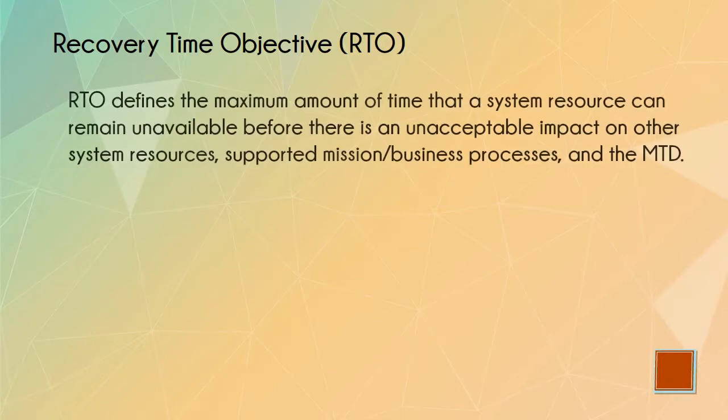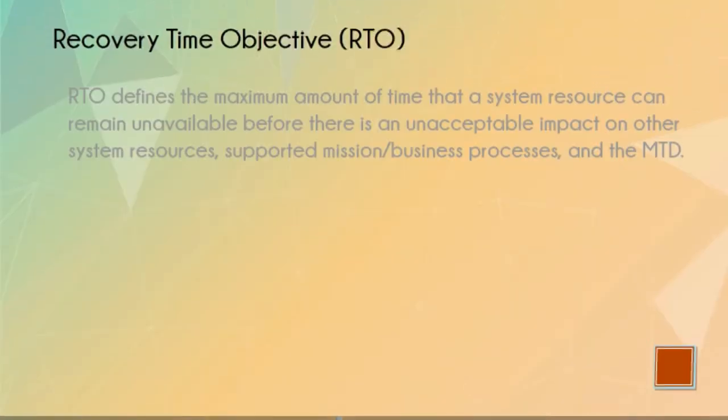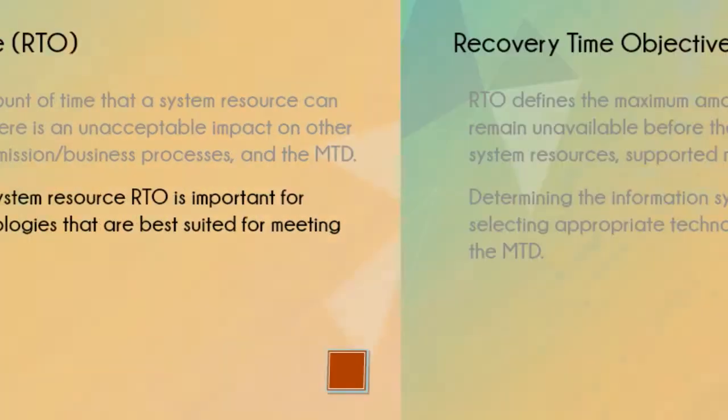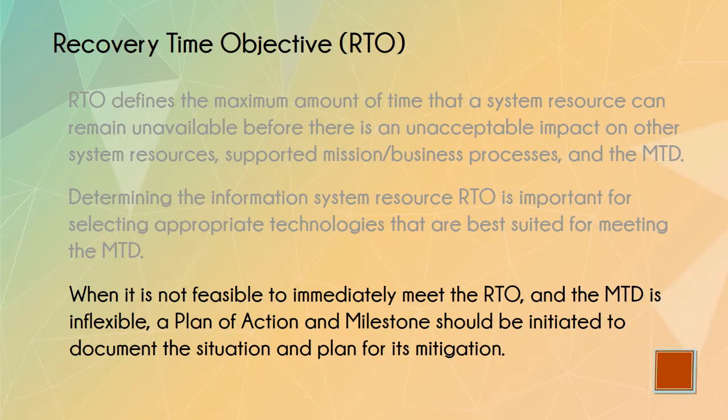Recovery time objective. RTO defines the maximum amount of time that a system resource can remain unavailable before there is an unacceptable impact on other system resources, supported mission business processes, and the MTD. Determining the information system resource RTO is important for selecting appropriate technologies that are best suited for meeting the MTD. When it is not feasible to immediately meet the RTO and the MTD is inflexible, a plan of action and milestones should be initiated to document the situation and plan for its mitigation.